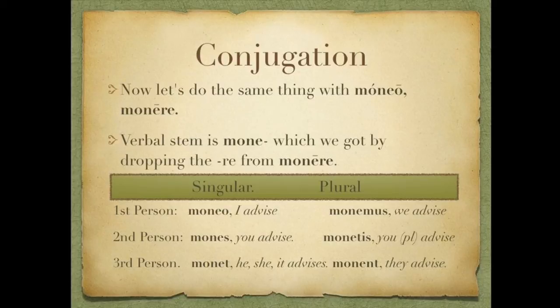Then in the plural, monemus, we advise. Second person plural, monetis, all of you advise, or y'all advise. And then third plural, monent, they advise. So again, just add the endings to the stem, with the exception of first person singular, which is given.